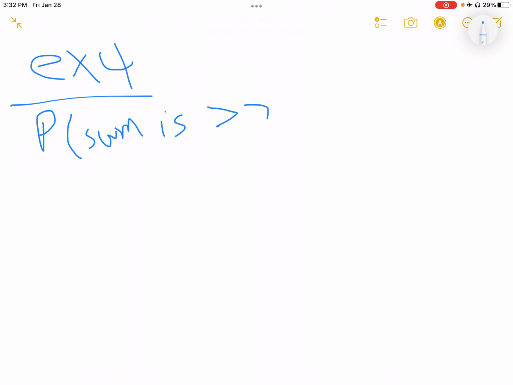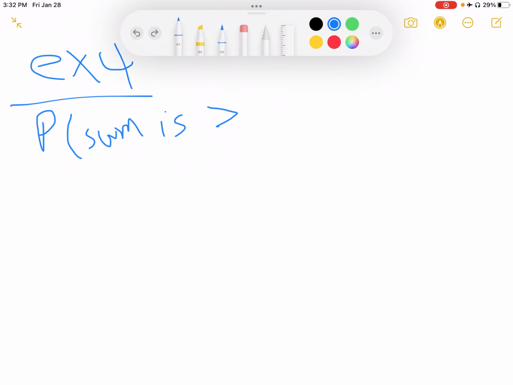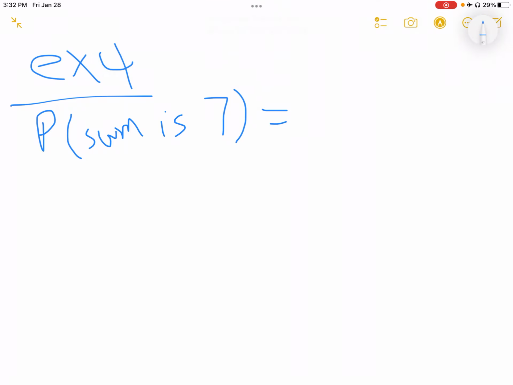It's greater than 7 actually, right? Or wait, is it 7? No, the sum is 7. Okay, so let me go back, that's where we have to be clear. The sum is 7. Okay. So if we're going to figure that out, we're rolling 2 dice, so there are 6 possibilities for each die.